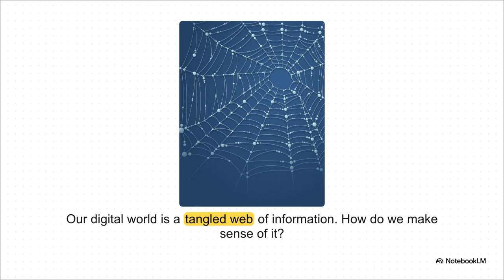Look, our digital lives are just swimming in an ocean of information. It is a massive, tangled web of facts and figures and files. For a computer, trying to make sense of this mess is like trying to read a library where someone just dumped all the books into one giant pile. So how do we possibly bring order to that chaos? How do we turn all that raw data into actual, useful knowledge?